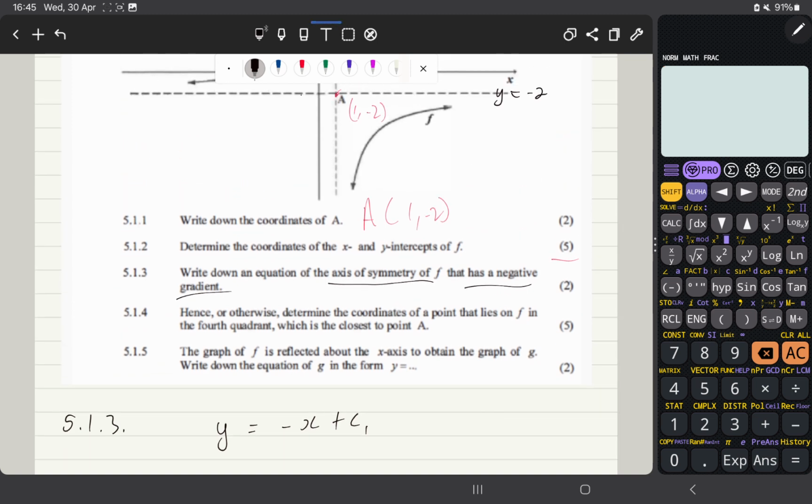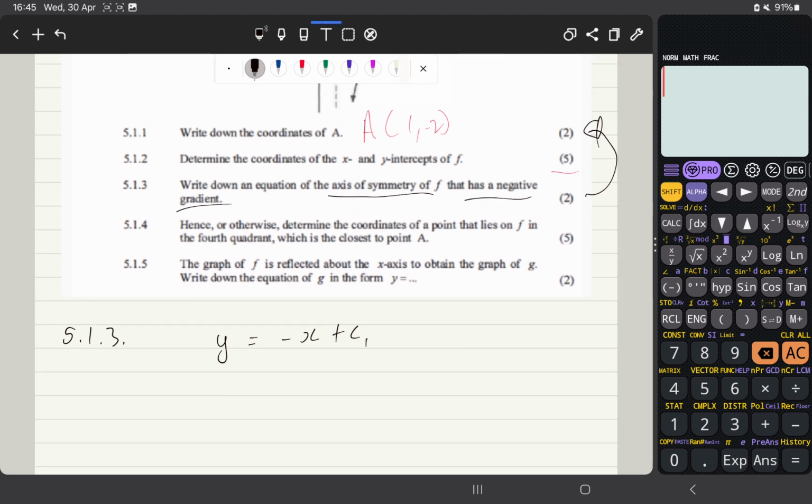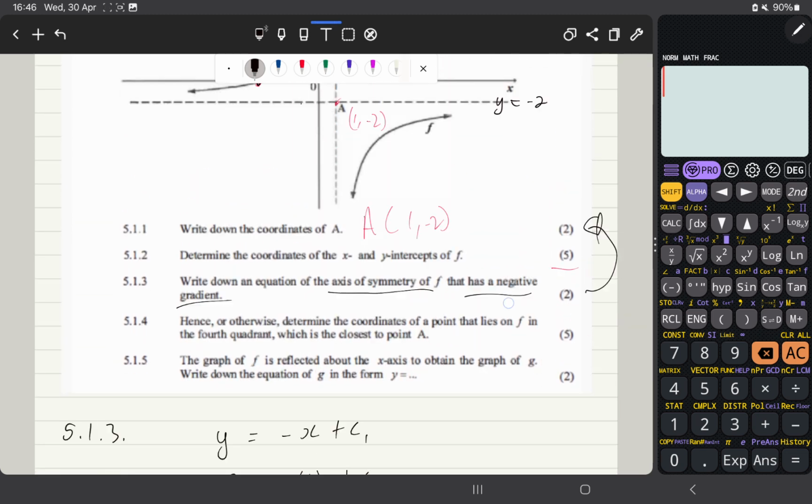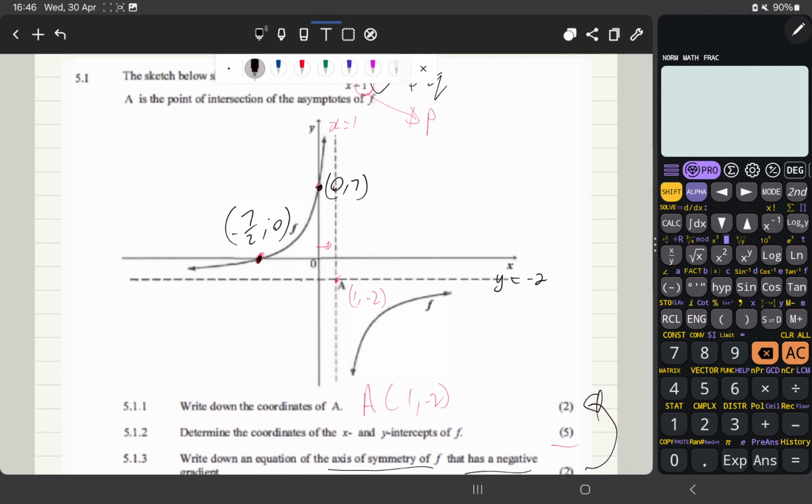So now it goes back to the first question, right? You need those coordinates, you need the intersection point of your asymptotes to calculate the axis of symmetry, because we go here on the formula and substitute those values. So minus 2 equals minus 1, in brackets, plus c. Then 1 minus 2 equals c, then minus 1 equals c, and therefore y equals minus x minus 1, right? And that function is going to be a straight line.